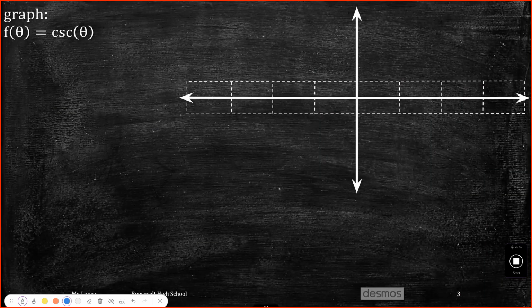All right, so we're going to graph cosecant theta. What does the function cosecant theta look like on a graph? 0, pi by 2, pi, 3 pi by 2, 2 pi. It's negative 1 to 1.